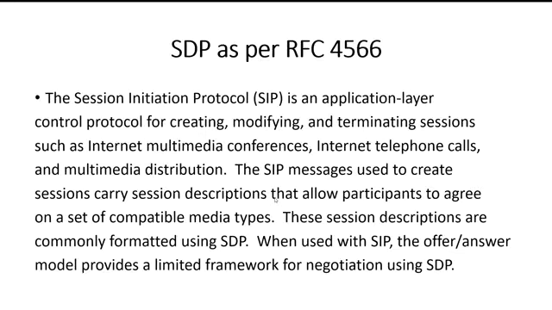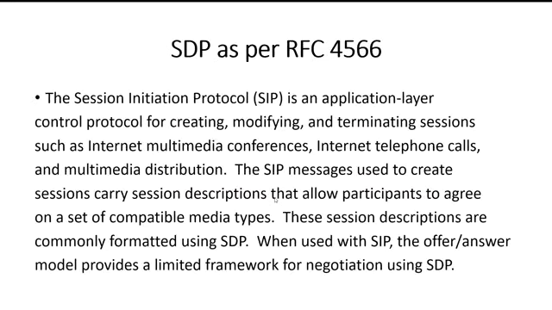For example, you see that c equals IN. So c is the type, and IN IP4 is the value. b is the bandwidth type, and on the right side of the equals sign you have a value for that. If you look clearly, you see a space between the value and the type, right? So v equals 0. What it means is v is nothing but a version.